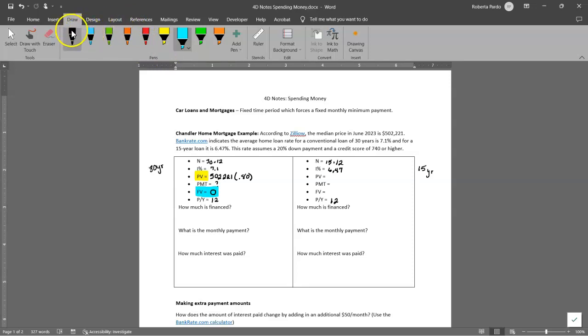So again, our present value for our 15-year mortgage is the cost of the home, but we're not financing all of it. We're only financing 80% of it because we're going to give the seller 20% right away. We want our future value to be 0. We don't know what that payment is going to be. So that's how we're going to put this into the TVM solver to come up with our answers.